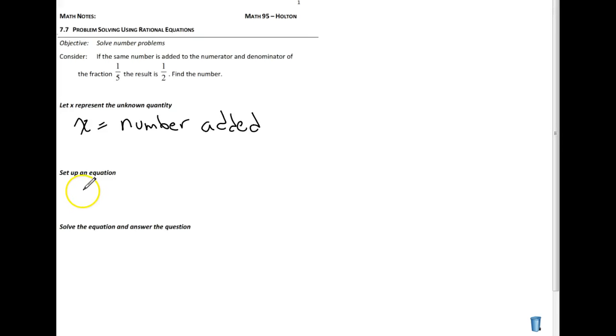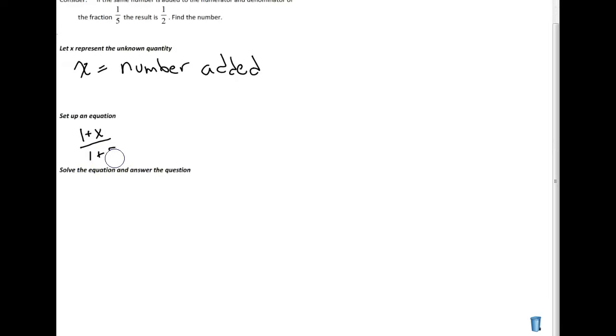So then we're going to set up equations. Essentially, I'm going to add x to the numerator and the denominator of my fraction. I apologize for not drawing very straightly here, but you get the idea. Oops, that's not a 5. That should be 5 plus x, not 1 plus 5. So I'm adding it to the numerator and denominator of 1/5, and the result is 1/2. Then we're actually going to solve this problem and figure out what our x is.